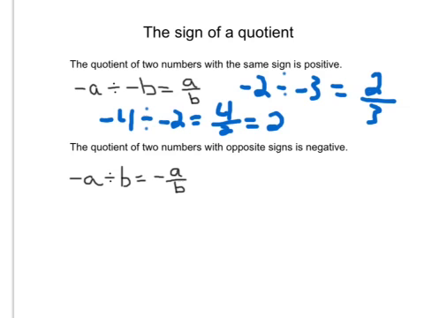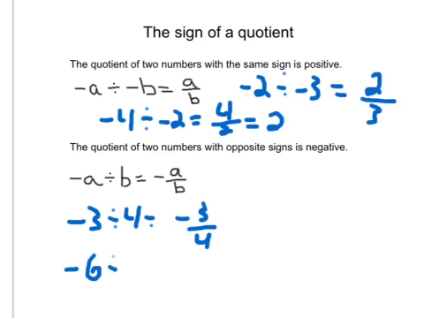So the quotient of two numbers with opposite signs is negative. So negative A divided by positive B equals negative A over B. So -3 divided by positive 4 equals -3/4. Or I could have -6 divided by a positive 3, and that would equal -6 over 3, or a -2.